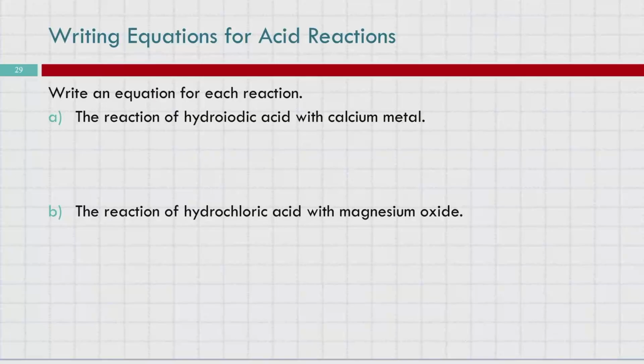All right, some equation writing for you to practice. Please write an equation for each of these reactions: hydroiodic acid with calcium metal, and hydrochloric acid with magnesium oxide.